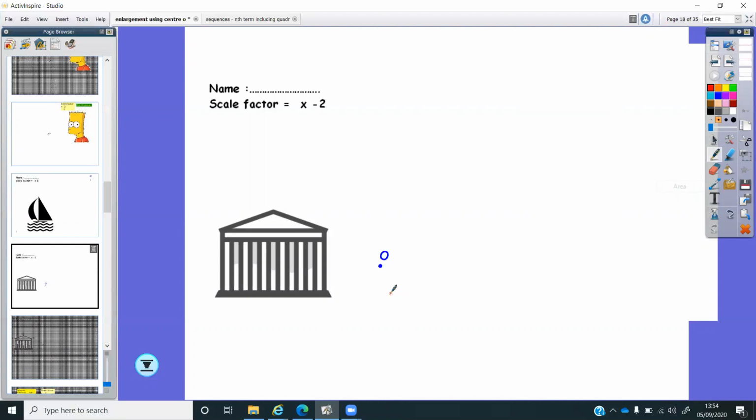Okay, right. So I think that's enough for now. There will be another video about finding the centre of enlargement. I'll do another one on that. But in terms of carrying out an enlargement using a scale factor, I think I'm done for that one now.